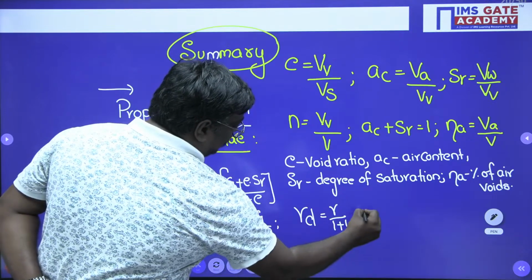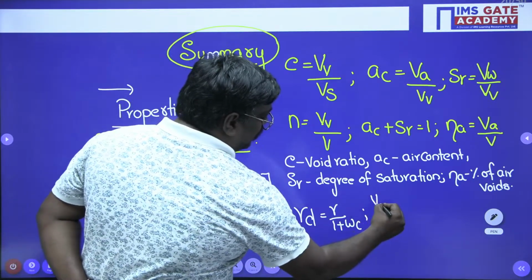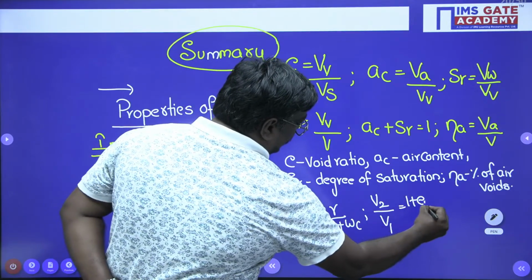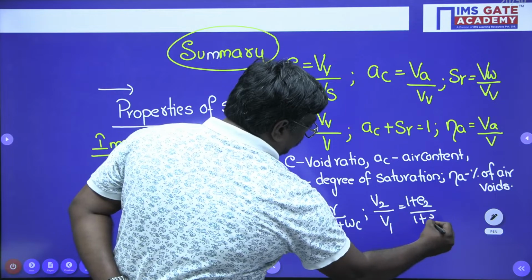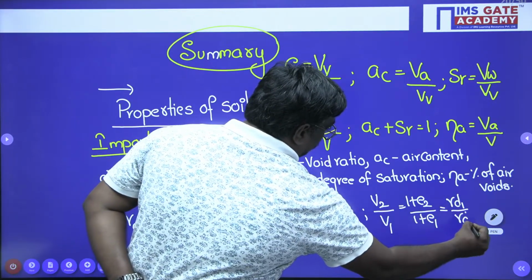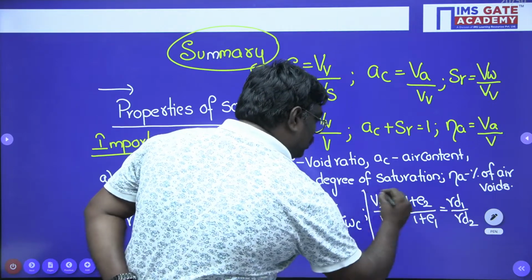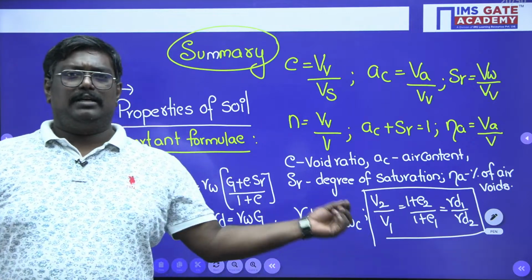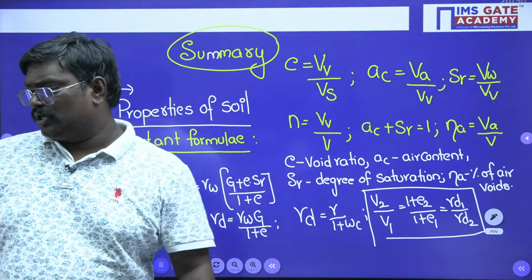If you see the borrow pit and fill problems also, V2 by V1 is equal to 1 plus E2 by 1 plus E1, or that is equal to gamma D1 upon gamma D2. So please write down all these formulas. I'll just give you 1 minute, 30 seconds. Just take a screenshot of it.